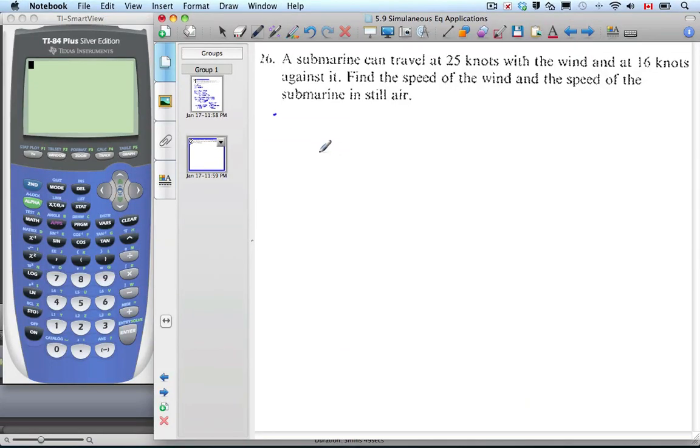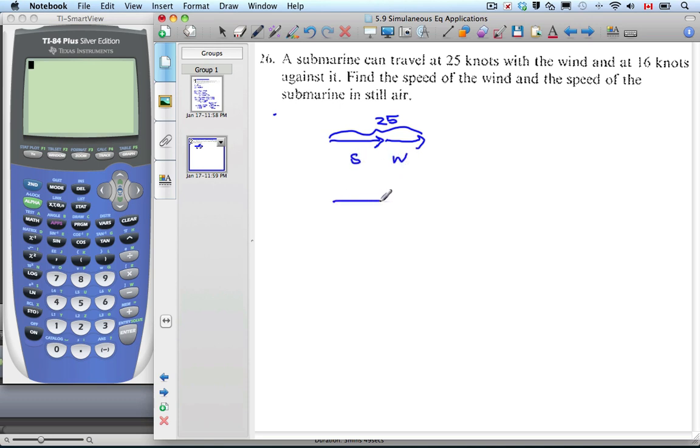Okay, Mr. Rops again, and second word problem for simultaneous equations. A submarine can travel at 25 knots with the wind. So if here's my submarine's velocity, if it goes with the wind, the wind's velocity is a little bit more, they add together. Okay, and together they are 25. This is the submarine, and this is the wind.